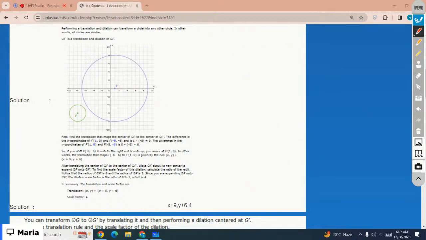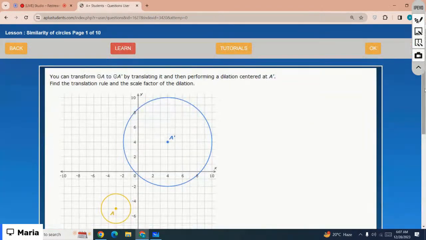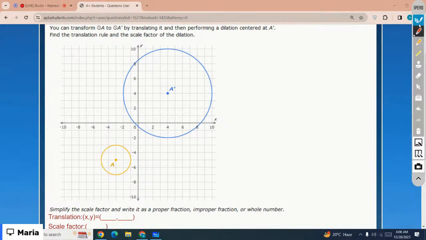Let's start with the practice questions. You can transform A to A dash by translating it and then performing a dilation centered at A dash. Find the translation rule and scale factor. You dilated from A to A dash, right? The center of A is (-3, -5). That is the center of A.